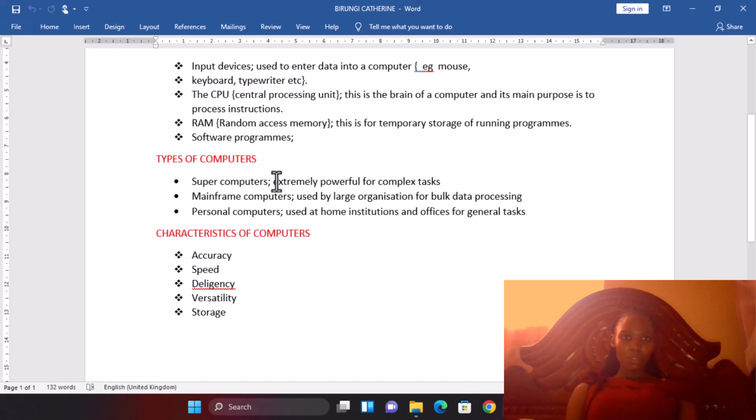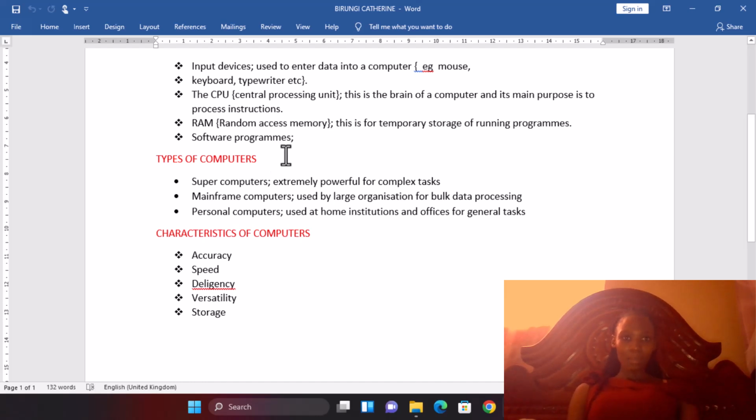Then we can also talk about the mainframe computers. These ones are used by large organizations for bulk data processing. Take an example, MTN Uganda. It's a large organization, and mostly the data we use is being processed by that organization, meaning they use these mainframe computers for their work.